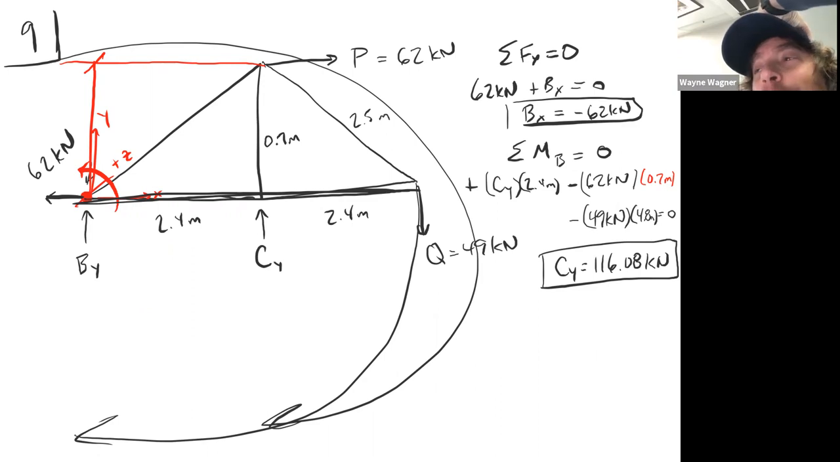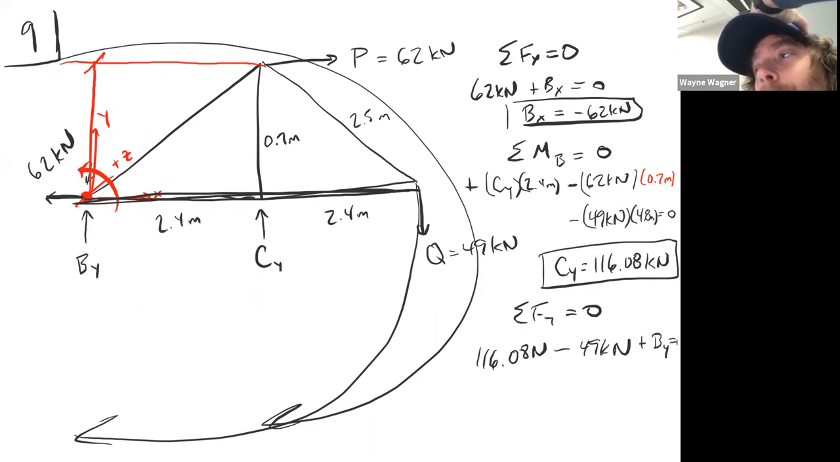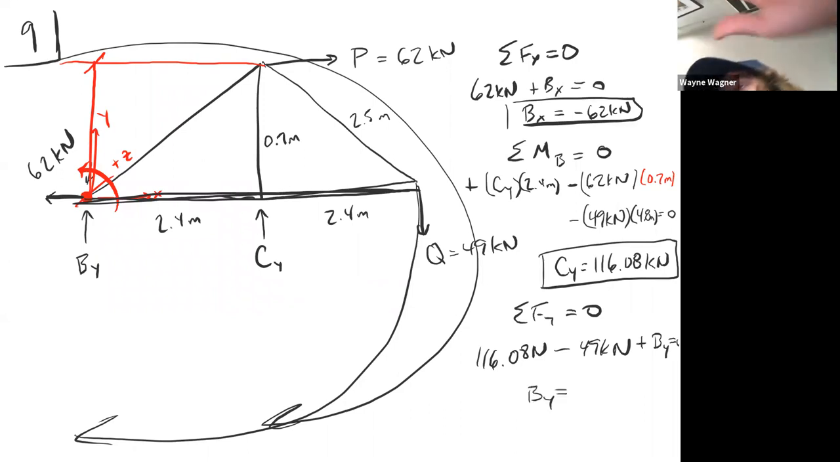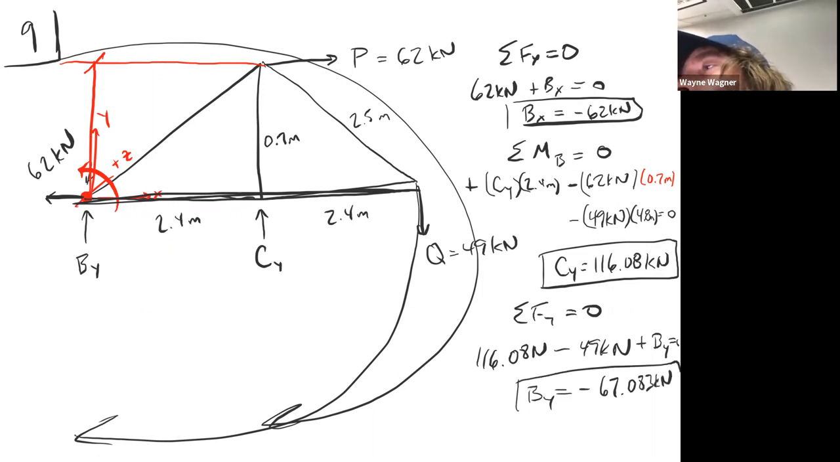All right, so let's sum the forces in the y direction. So CY is 116.08 kilonewtons. The Q is 49 kilonewtons, and the BY is the last force, equals 0, and BY equals whatever that equals. So you should notice, by the way, that I'm getting a little quicker here with solving these things. Hopefully you're getting more comfortable with that. And this is getting a negative 67.083 kilonewtons. That's the reactions right there.